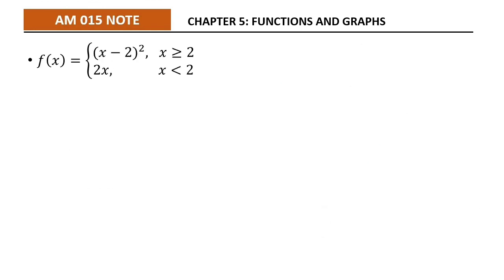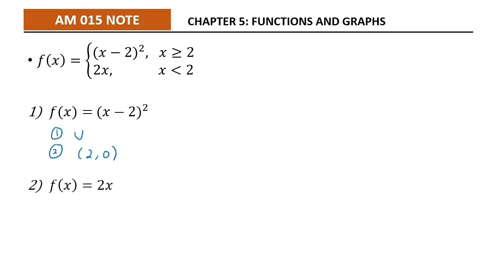Next example, f(x) equal to (x minus 2) squared for x greater than or equal to 2, and f(x) equal to 2x for x less than 2. For the first function, (x minus 2) squared is a quadratic graph. For a quadratic graph, first we need a shape, a smile graph, and then the maximum or minimum point. Since this is completed square form, x equal to 2, and the constant is 0, and then sketch graph.